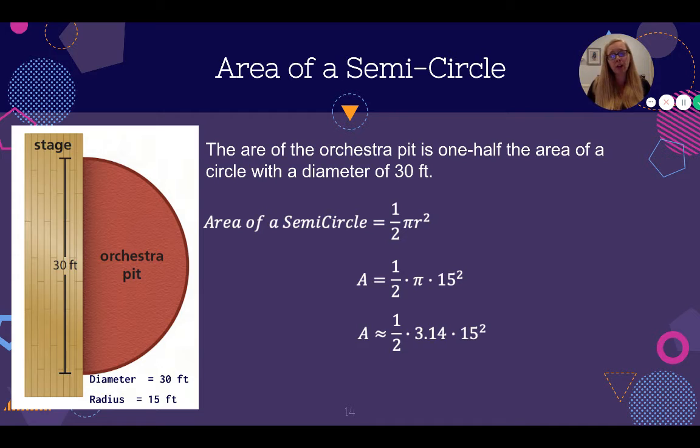Now you're pulling out your calculator. What I would suggest you do is you type in 15 squared first. So 15 times 15 times 3.14 and then times 1/2. Now to do the times 1/2, you can either say times 0.5 because that's the decimal equivalent, or you can divide by 2. However you want to do that, that's your choice. You should get 353.25 square feet.